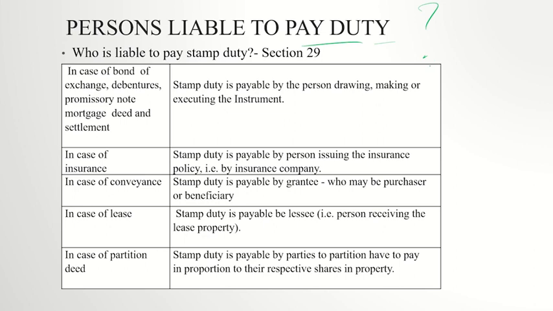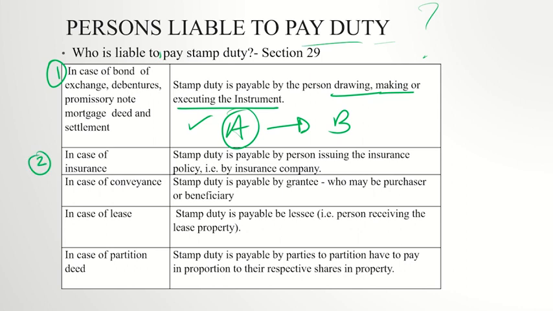Persons liable to pay stamp duty. Who is liable to pay stamp duty? Let us try to understand the scenarios. First scenario, in case of bill of exchange, debentures, promissory note, mortgage deed and settlement, stamp duty is payable by the person drawing, making or executing the instrument. So if it is A to B, A will pay the stamp duty.